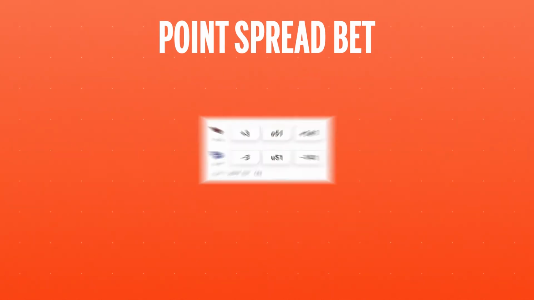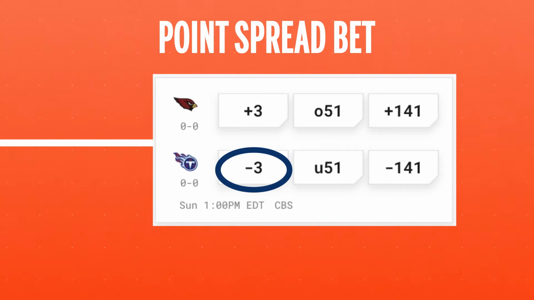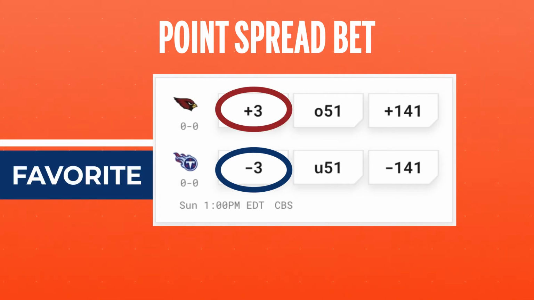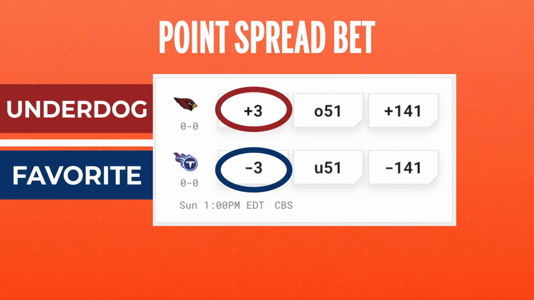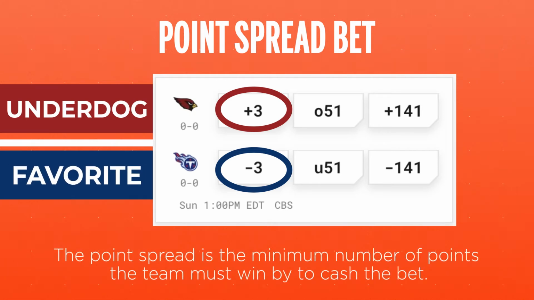When viewing the point spread for a game, the number will appear along with the side to be backed. A negative point spread is associated with the favorite, while a positive point spread is associated with the underdog. Should a bettor choose to back the favorite, the point spread is the minimum margin of victory that the favorite must achieve in order for the bettor to cash the bet. When backing the underdog, a bettor wins the bet if the underdog wins outright or loses by a margin that is less than the point spread.